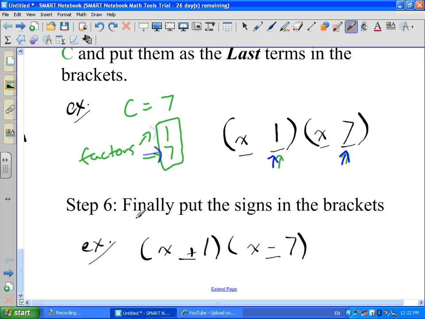And finally, step 6, we put the signs in the brackets. So these were the signs. Apparently I used a positive and a negative number. Those are the terms we finally put in. Okay?